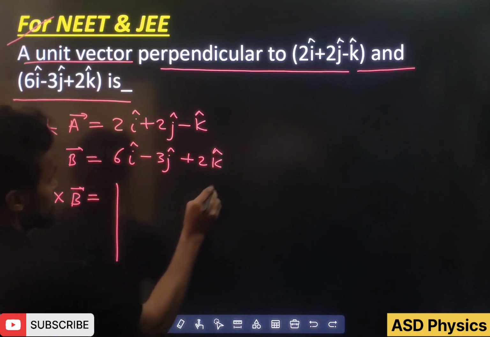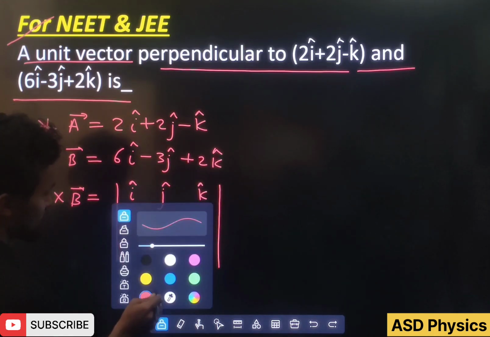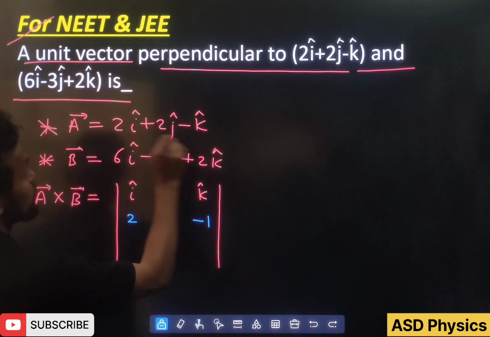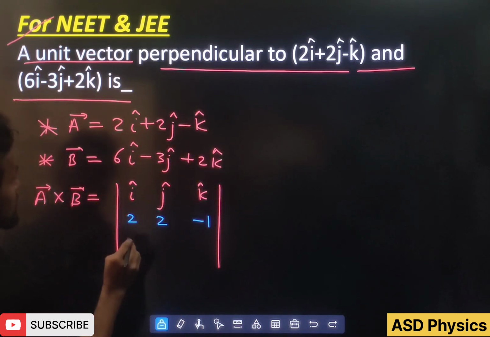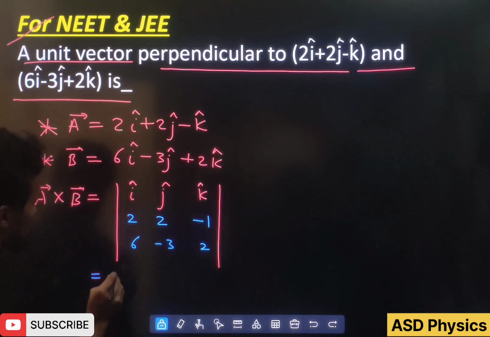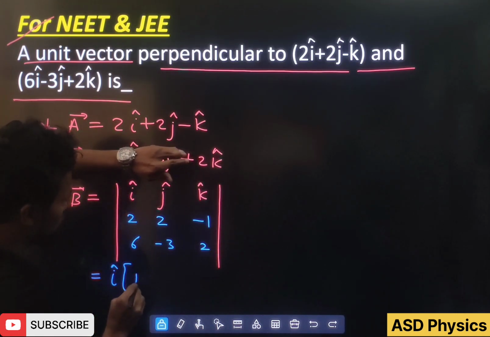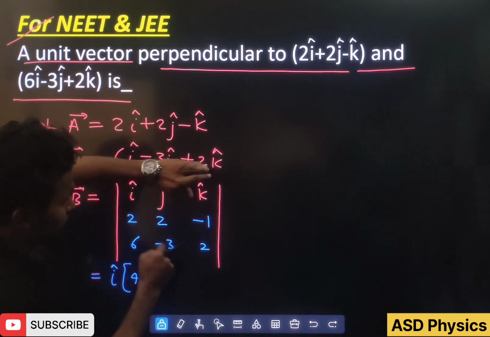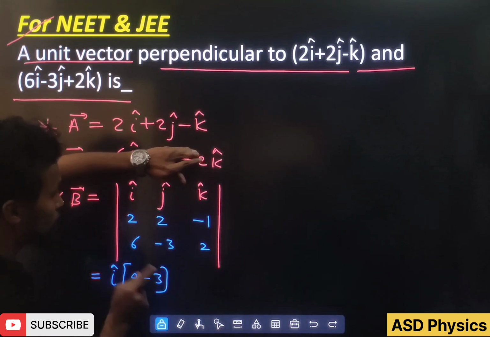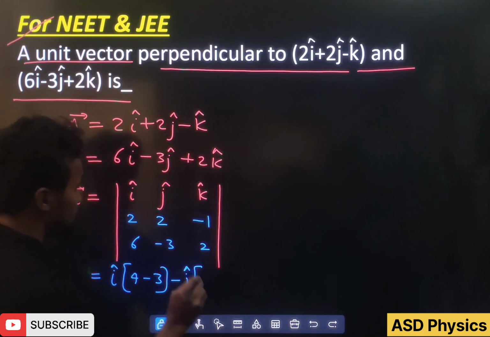Vector A cross B, what will happen? Note it down here. One more time, i cap, j cap, k cap. Vector A is 2, 2, minus 1, and vector B is 6, minus 3 and 2. Now hide the column related to i cap: 2 into 2, 4, minus 3 into minus 1, that will come 3. So 4 minus 3. Next one, minus j cap.